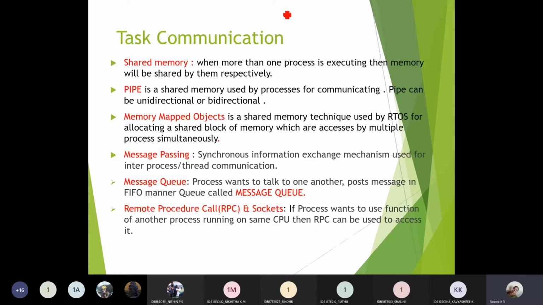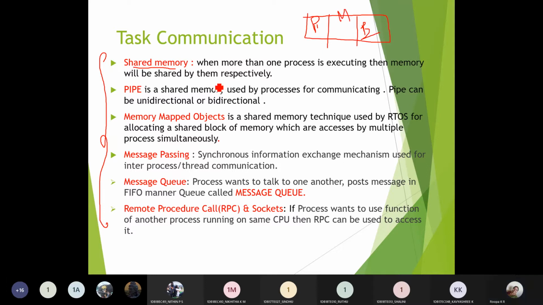So just on a brief note, I need to explain all the different types of communication paths that are used for communicating between the task, thread or the process. The first one we have seen is shared memory. Whenever you have more than one process, a block of memory will be assigned where both the processes can have access to the shared memory. A pipe is also a shared memory used by the processes for communication, and this pipe can be unidirectional or bidirectional.